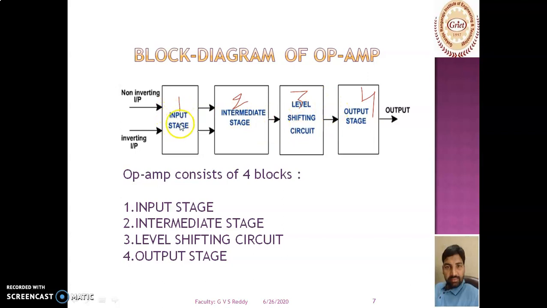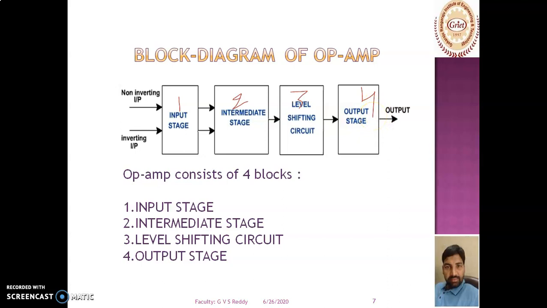The input stage consists of 2 inputs and 2 outputs. What are the inputs of the first stage? Those are nothing but the inputs of the overall operational amplifier also. The second stage, the intermediate stage, consists of 2 inputs and 1 output. The third has 1 input and 1 output. And the fourth, last stage, output stage, consists of 1 input and 1 output. The output of the fourth block is nothing but the output of the overall operational amplifier.